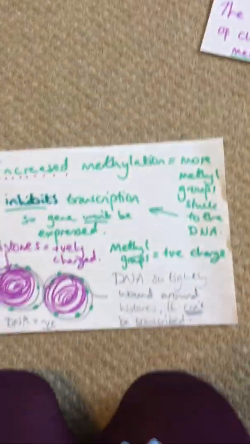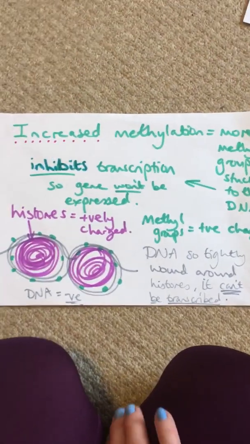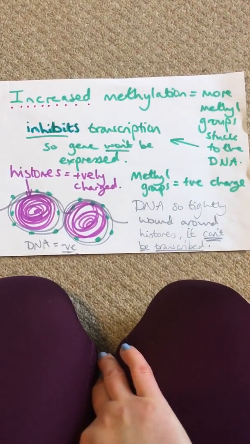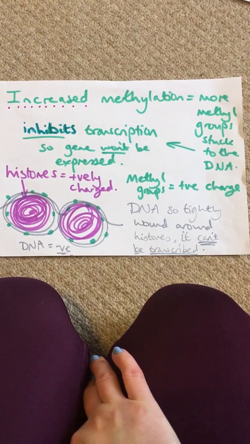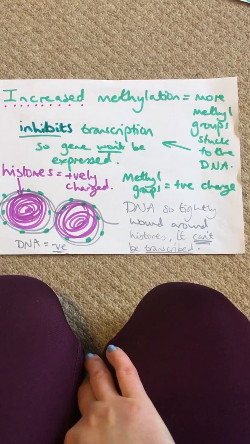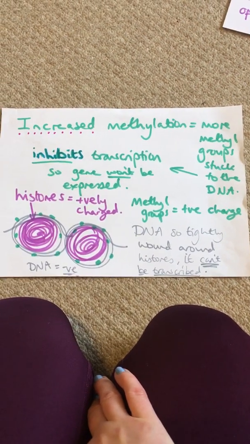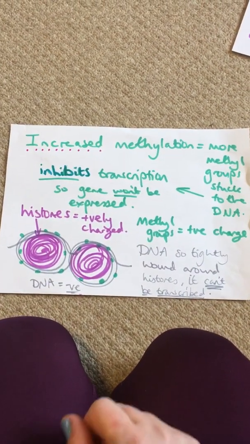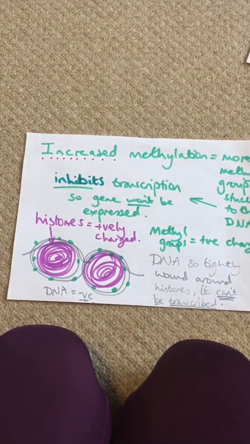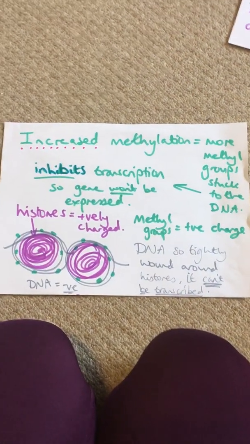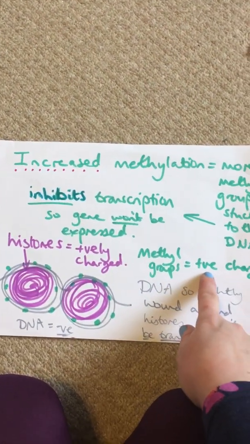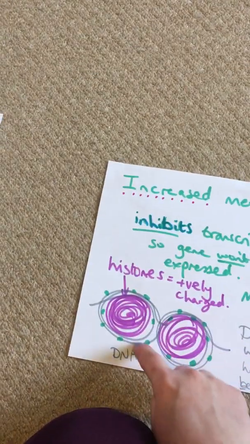If there's an increase in methylation, that means there's more methyl groups stuck to the DNA. This will inhibit transcription, so the gene won't be expressed. Why this happens is to do with the charges of the molecules. So the histone proteins I've drawn here in purple are positively charged. The methyl groups are also positively charged. Okay, the DNA is negatively charged.